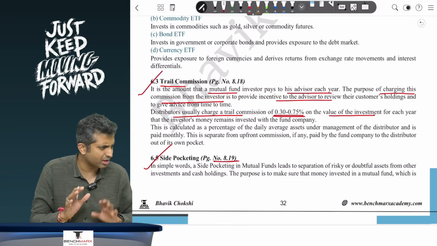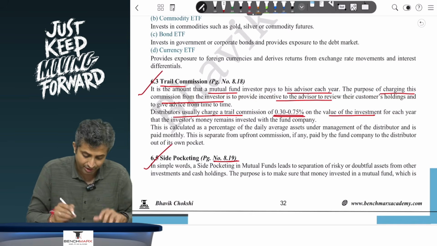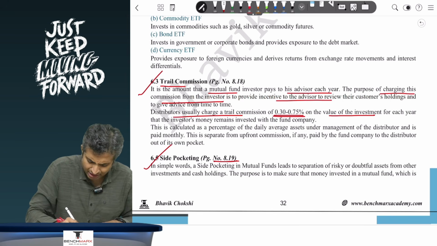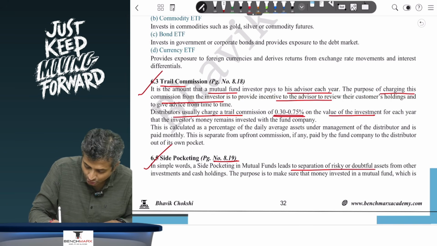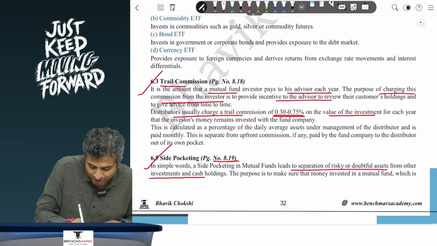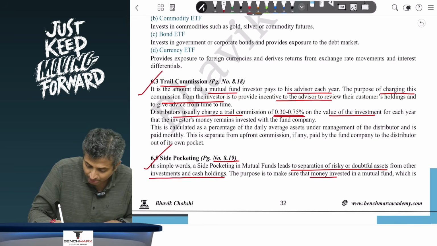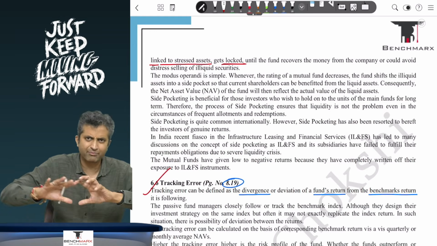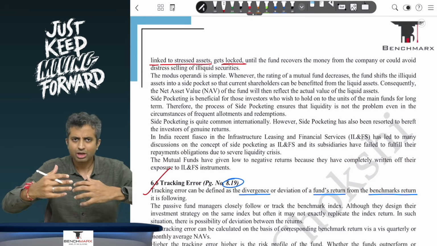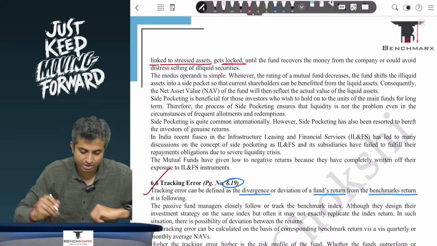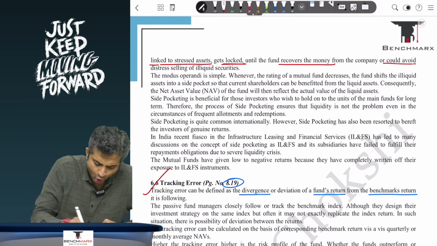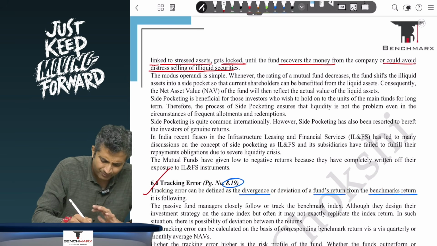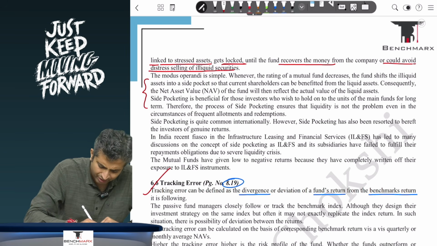Again, I've given a reference, this is the institute's language only so that you are aware. Side pocketing, we have this separately in theory, but this is now a practical impact we are seeing. Side pocketing leads to a separation of risky or doubtful assets, let's say distressed assets, from other investments and cash holdings. The purpose is to make sure that the money invested in a mutual fund, which is linked to stressed assets, gets locked in. Like I'm putting that into a separate side pocket, like demerging it, until the fund recovers the money from the company, or to avoid distress selling of illiquid securities. So the modus operandi, that is the way they operate, is simple. So this is like a demerger situation only.